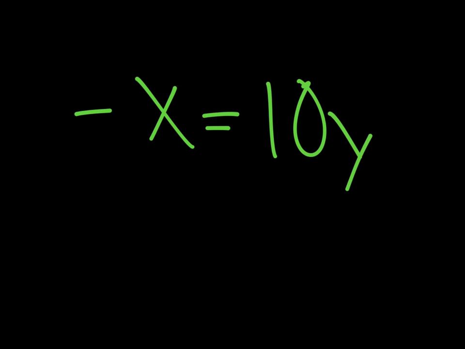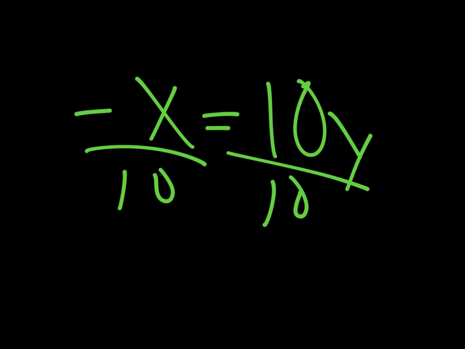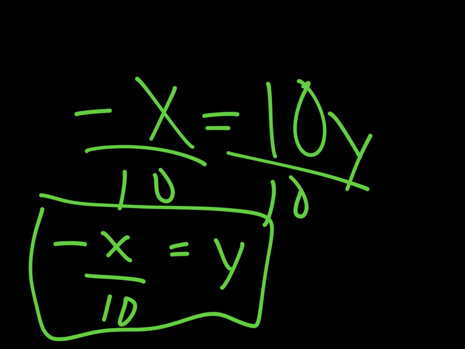Okay, this one's easy. If you have negative x equaling 10y, divide by negative 1 on both sides. I'm sorry, not by negative 1. You're going to divide by 10 because we want to get the y by itself. We're going to divide by 10. We have y equaling negative x over 10. There you go.